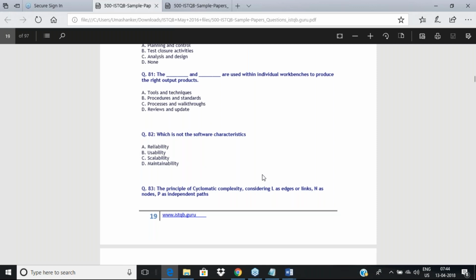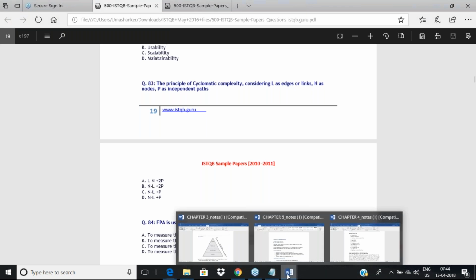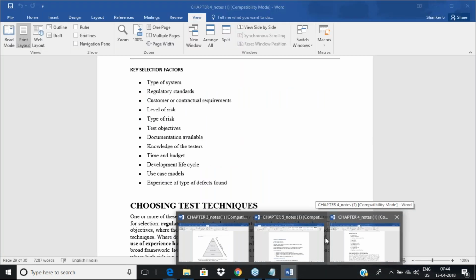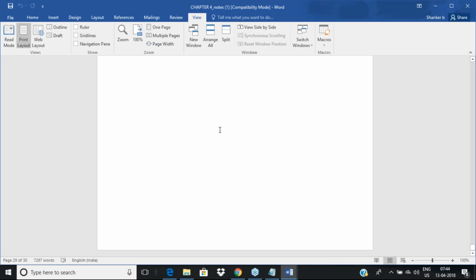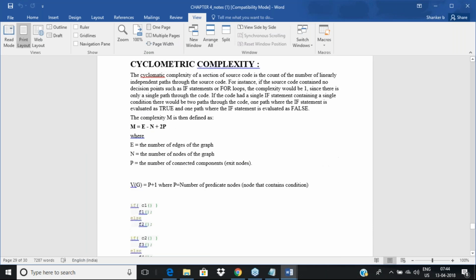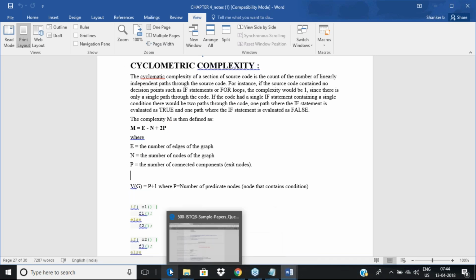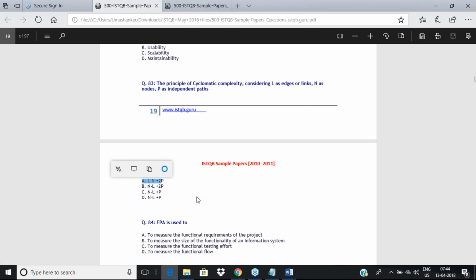Okay, 83. The principle of cyclomatic complexity, considering L as edges or links, N as nodes, P as independent paths. So I just explained E minus N plus 2P, right? So that is L minus N plus 2P. So this formula is as it is given. E minus N plus 2P, there it is L. So E minus N plus 2P or L minus N plus 2P is the answer.